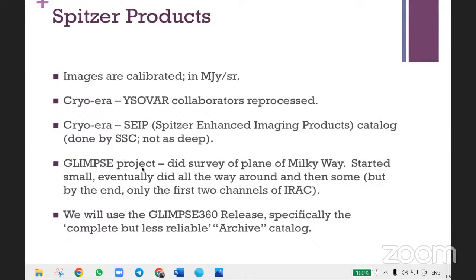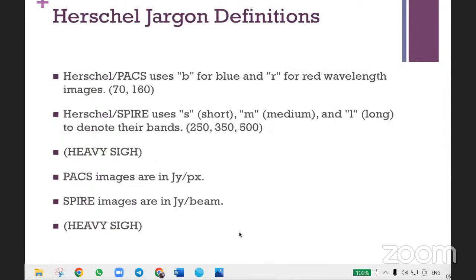The GLIMPSE project did a survey of the plane of the Milky Way. They started out relatively small, but they did eventually the whole plane. But by the end, they only had the first two channels of IRAC to do. We're going to be using one of the releases from the GLIMPSE 360 project, specifically the complete but less reliable archive catalog.